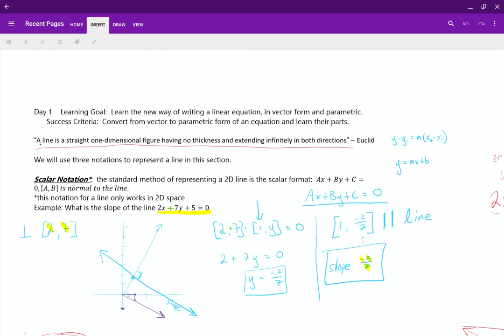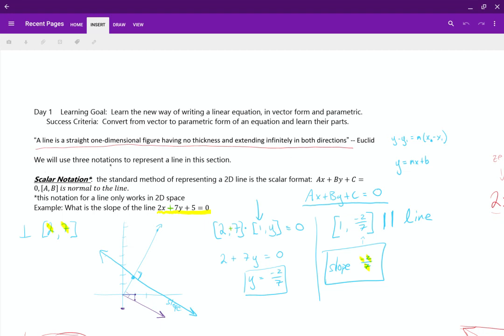Now, here I've got a little quote that says, a line is a straight one-dimensional figure having no thickness and extending indefinitely in both directions. That was Euclid who said that. So basically our goal is to attempt to define a series of points that successfully fit this description here, okay?